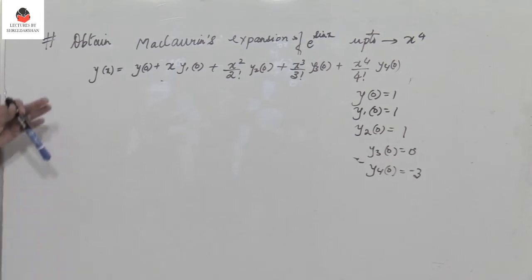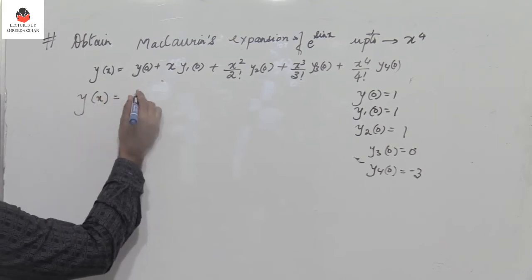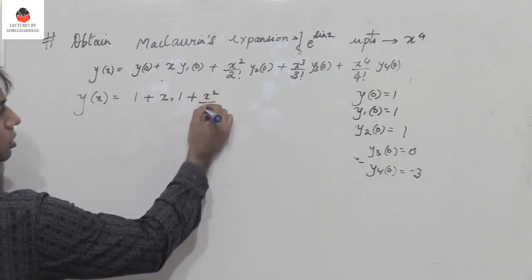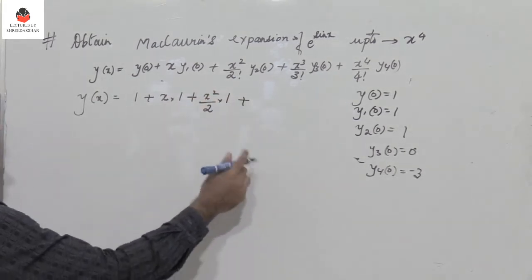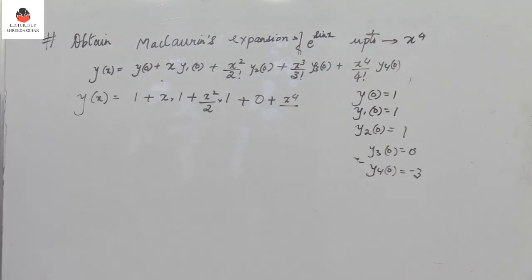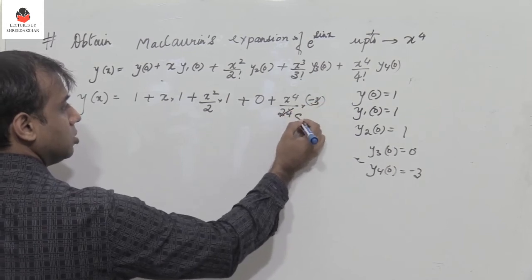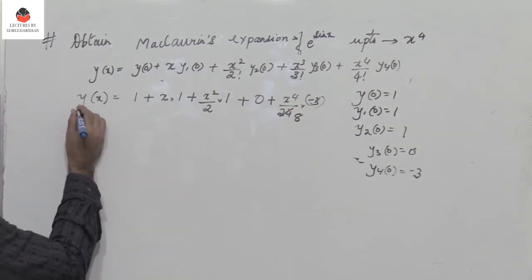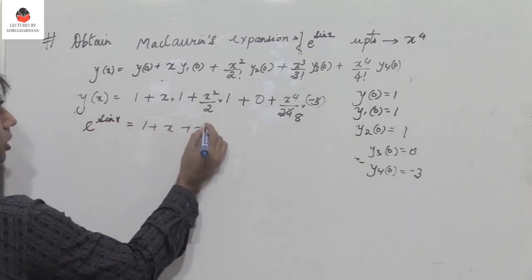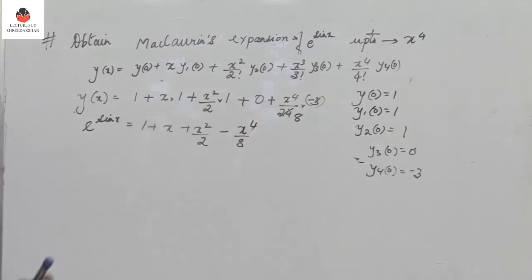So let us substitute all these values in this expression. So we have y of x equals, what is y of 0? 1, plus x, y1 of 0 is 1, plus x square by 2, y2 of 0 is 1, plus y3 of 0 is 0, plus x power 4 by 4 factorial, which is 24, into minus 3. So 3 1s are 3, 8s are 24. So the final expression y of x, which is e power sin x, equals 1 plus x plus x square by 2 minus 1 by 8 into x power 4. So this is the final expression.